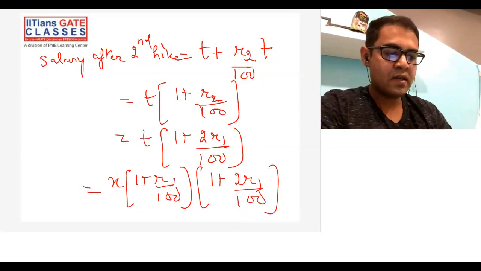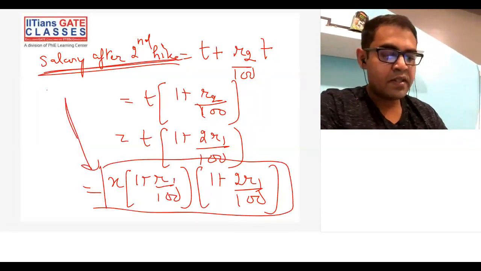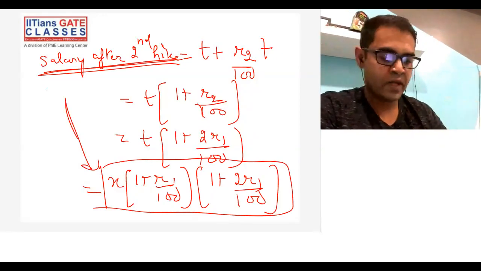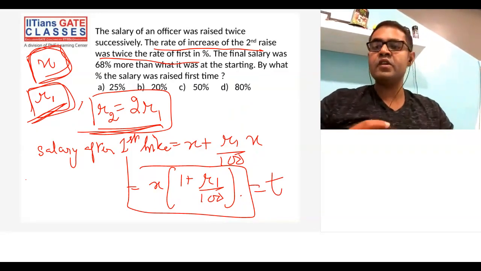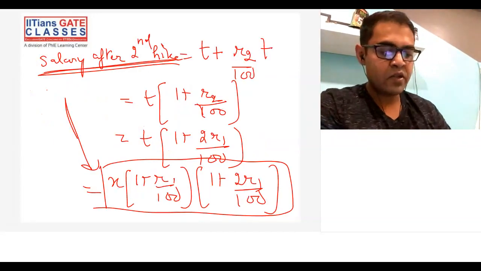Now what they're saying is, this value that I have is my salary after both the hikes. And in the question they are saying the final salary is 68% more than what it was initially. So I'll just write one equation, try to understand.